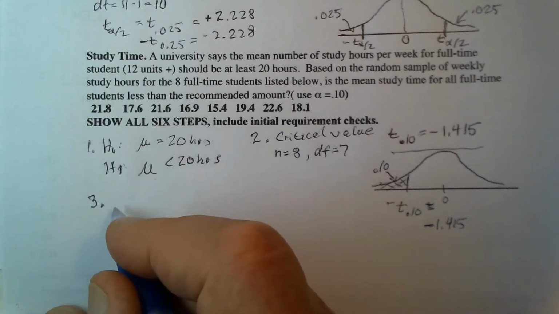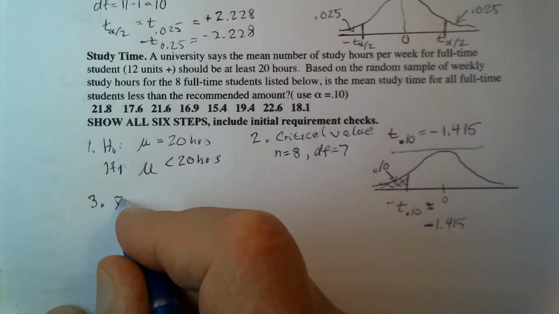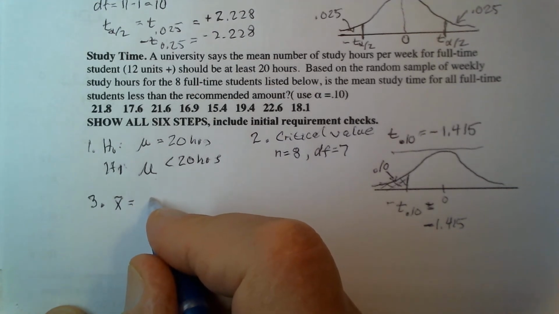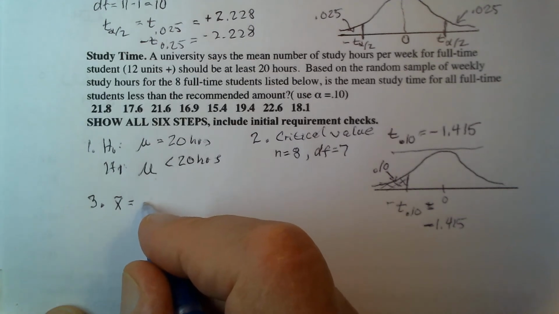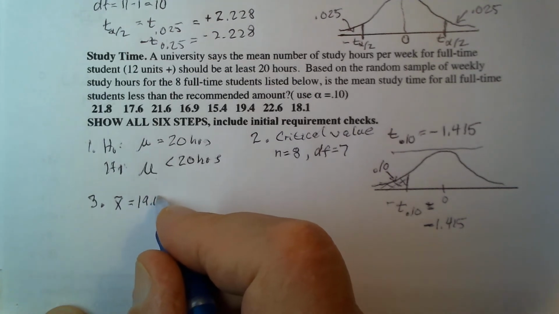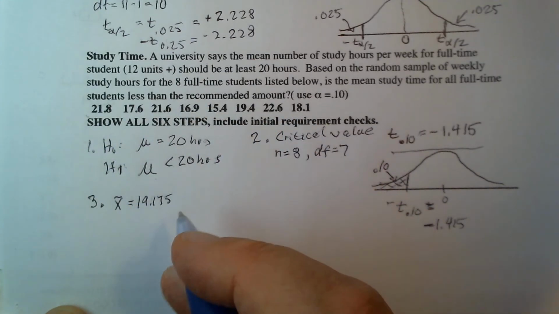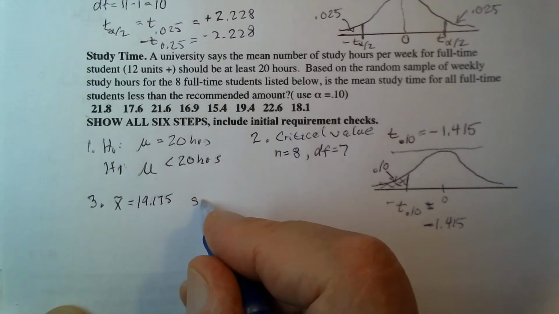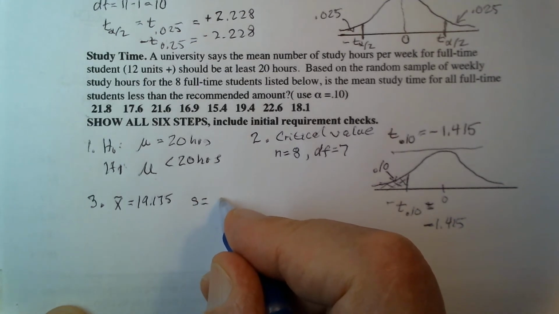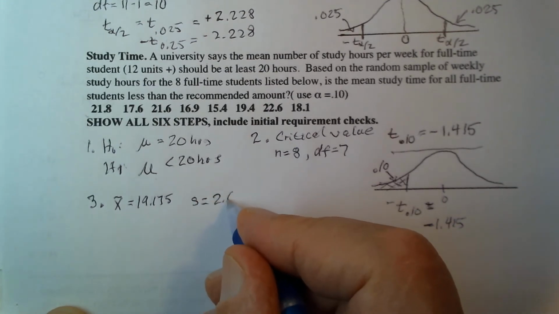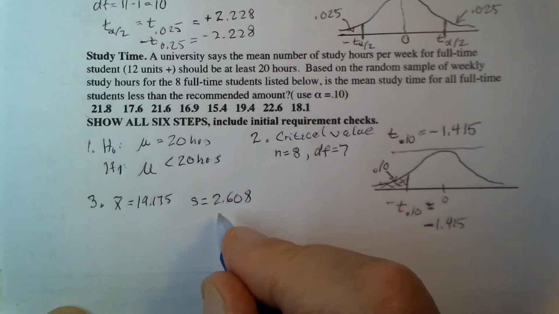From our given values, we determine that the sample mean is equal to 19.175. So that's the sample mean of the given data here. And the sample standard deviation, S, is equal to 2.608 using technology.